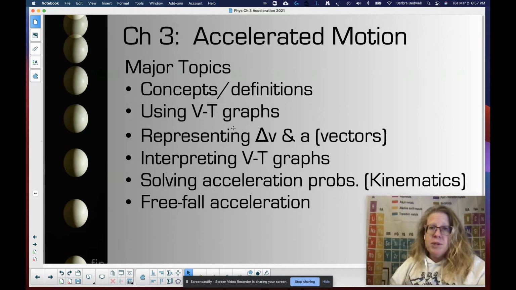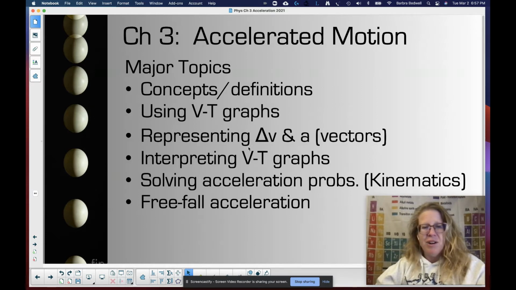In the third one, we'll talk more about representing velocity and acceleration, again, using vectors. So representing delta V, change in velocity, and acceleration, and how we add and subtract vectors is a little bit of a different direction. But that's laying the groundwork for some things we end up doing with force and energy and some other stuff that's coming up as well.